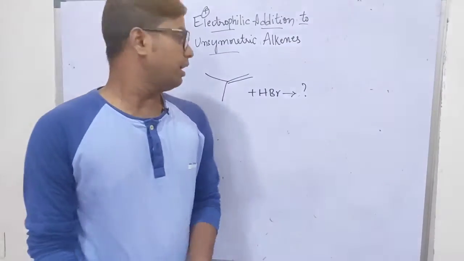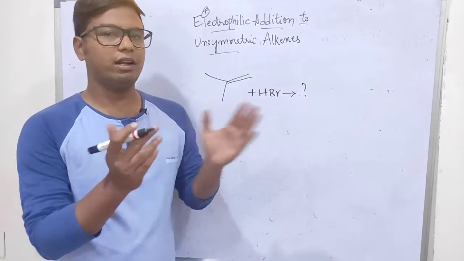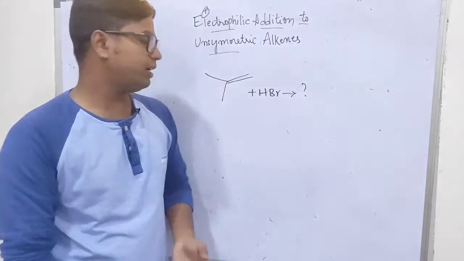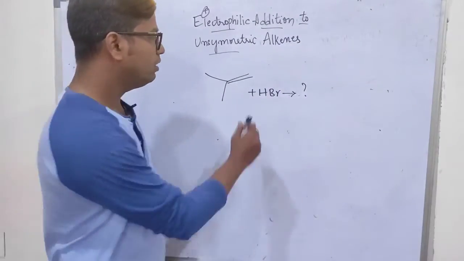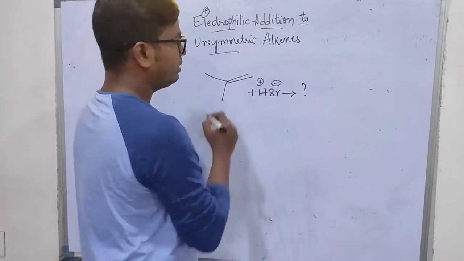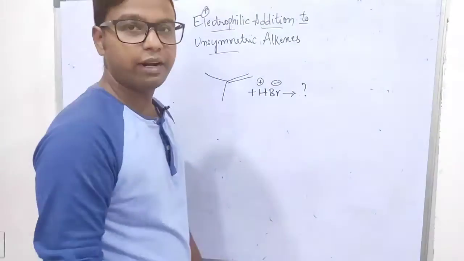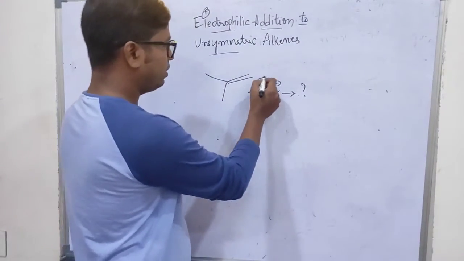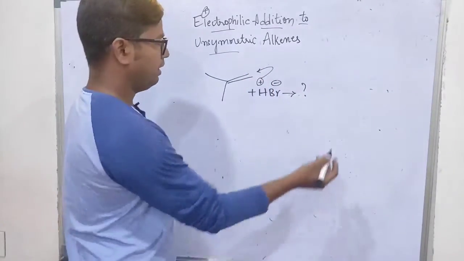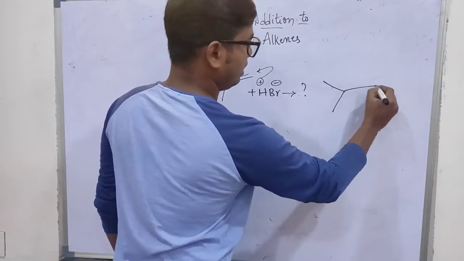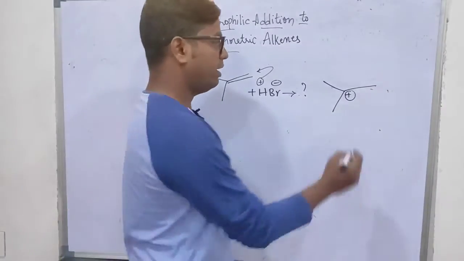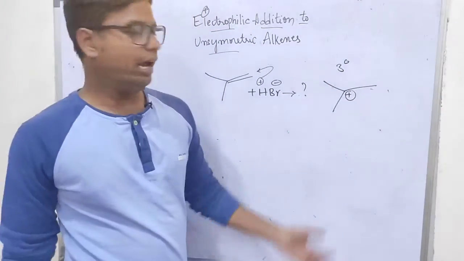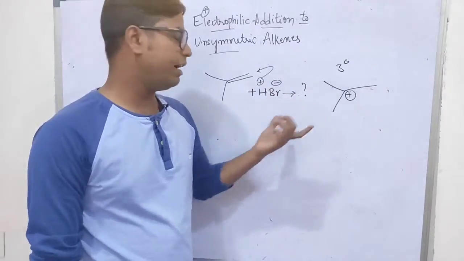Okay, we will see some examples where electrophile is going to add to an unsymmetrical alkene. So this is the moiety I have taken and HBr as the reagent. So we got H plus and Br minus. I will write the products where this hydrogen is going to attack here, and carbocation is generated here. So what is this carbocation? It is a tertiary carbocation, right? And it is a stable carbocation.